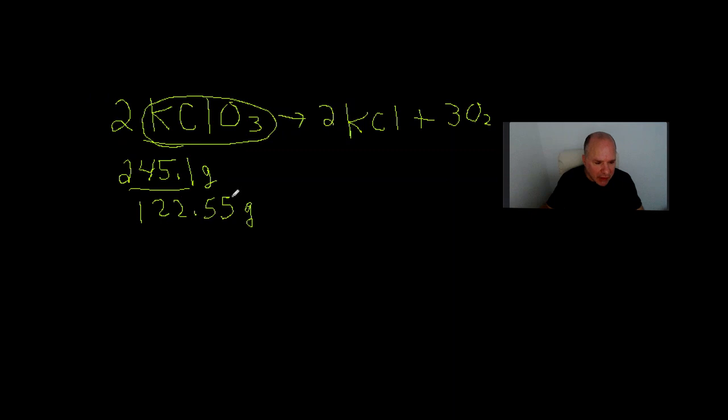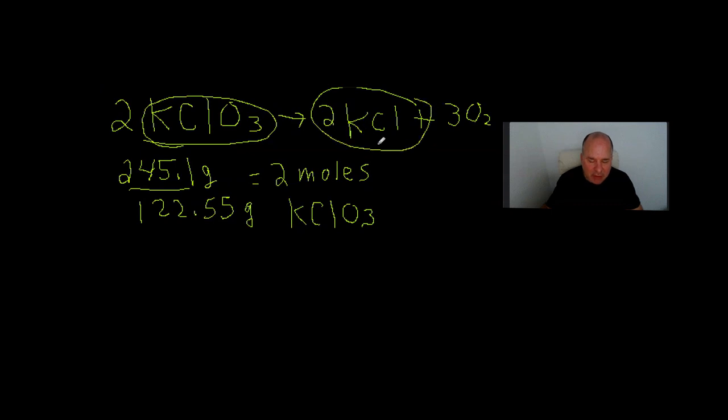Okay, so if we divide this, that will give us 2. Okay, so that means we have 2 moles of potassium chlorate, 2 KClO3. But let's say we want potassium chloride. So if we start with 245.1 grams of potassium chlorate, how much potassium chloride do I get?